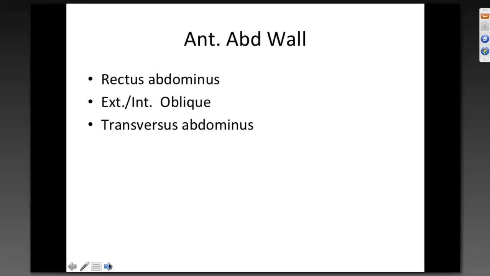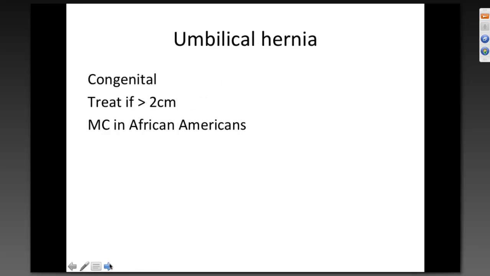So we have the rectus abdominis, and we have the exterior and interior obliques and the transversus abdominis. So we're going to talk about them. That's all I'm going to say about them until we get to the picture where you can actually see it when we're talking about hernias. And here we go, hernias.